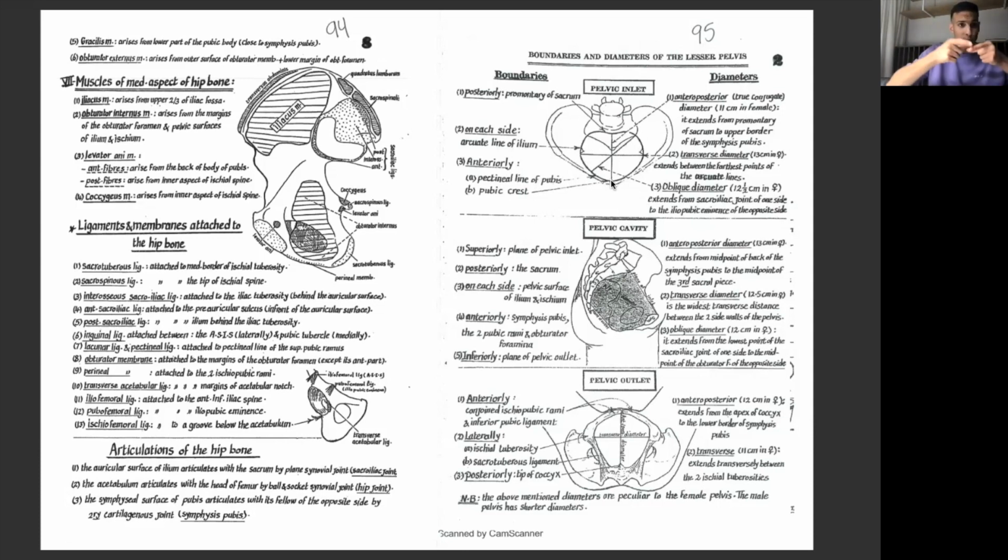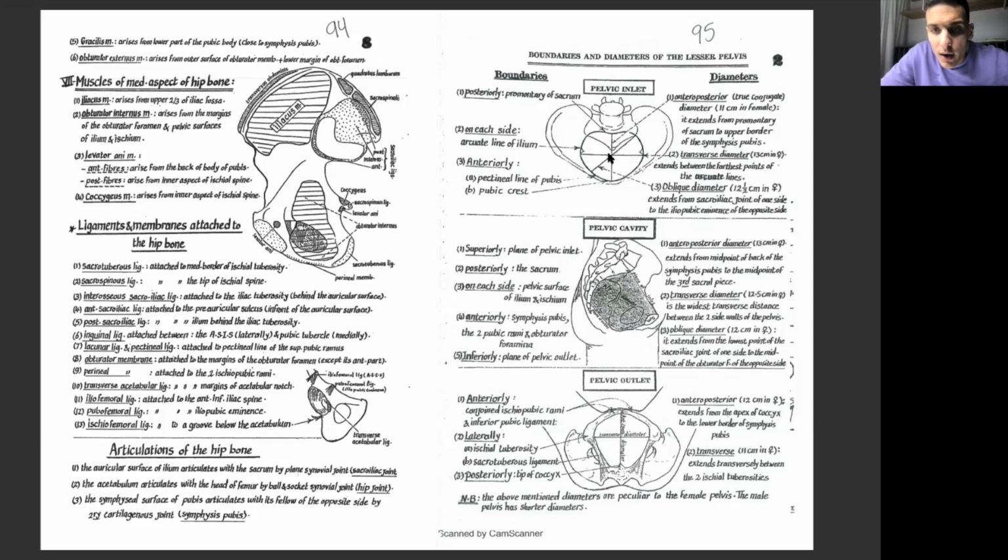Easy. Okay, that's the borders. Now he wants to also know the diameters that are present in the pelvic inlet. And they are three: one, two, and three. The first one, anteroposteriorly, extends from the promontorium to the pubic crest, and is 11 centimeters. As I said, it extends from the promontorium of the sacrum to the upper part of the symphysis pubis.